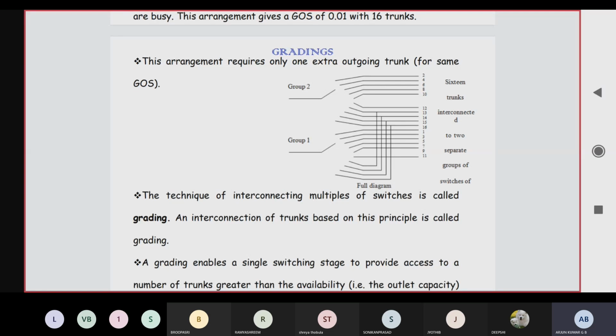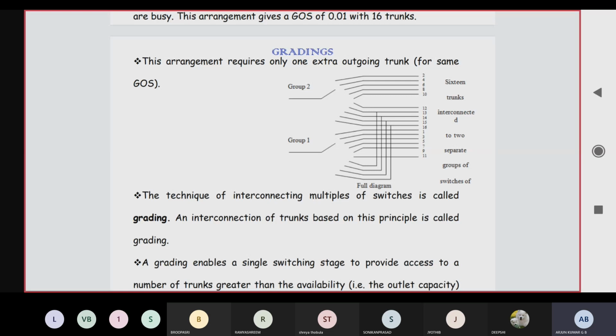Similarly in group 2, the first 6 lines, 2, 4, 6, 8, 10 and 12, are dedicated to the group 2 incoming customers. It is fully available, which means the incoming lines in group 2 connect directly to these lines.